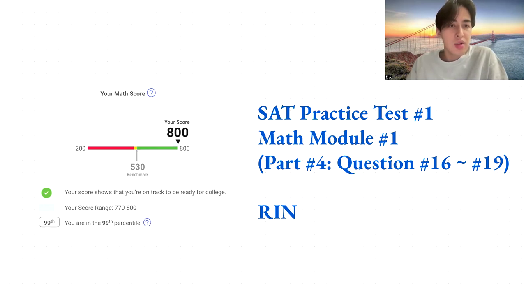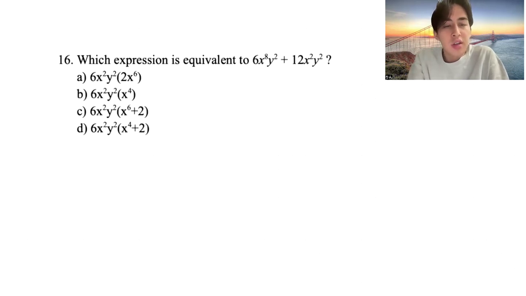So let's look at number 16. Which expression is equivalent to 6x to the eighth y squared plus 12x squared y squared? What we can do first in this question is take out what the two terms have in common. So that is the y squareds. So we can take out the y squareds and put it on the outside.